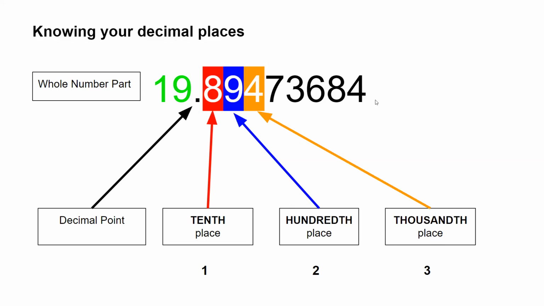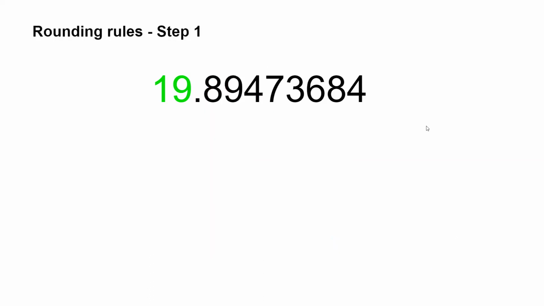Now, we could continue this, but I don't think that that's practical. These are the 3 that are most common. Actually, I should say 4, because we might round to the 10th, 100th, or 1000th, or even the whole number. Those are the ones you're more likely to see. Now, let's talk about the rounding rules, and we'll do that in 2 steps.